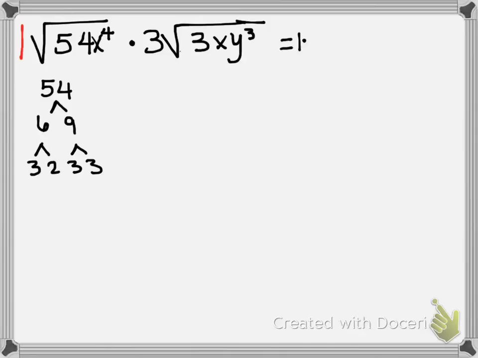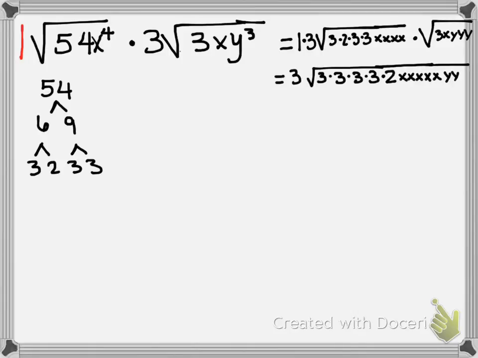So we follow the same protocol. Remember, there's a 1 in front of the first radical number, so we multiply the coefficients. Then we follow with the first radicand, which is 3 times 2 times 3 times 3, and the second one that has 3, x, y, y, y. So at this point, we rewrite everything. 1 times 3 is 3, and we put everything under one radical sign. And we look for the pairs again.